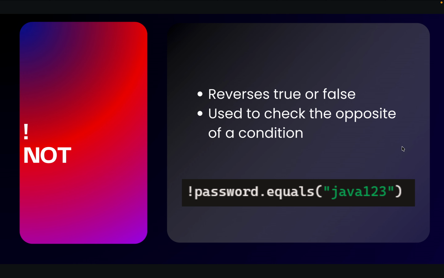And lastly, you have the not. Generally, this is not used as much as the others, but it is used when you need to reverse the value of true or false. So it's basically used to just check the opposite of the specific condition that you are checking. So again, a little more to the rarely used side, but it does exist in case you need it.